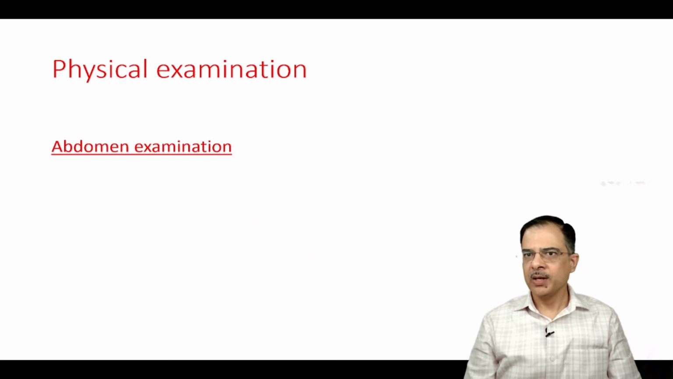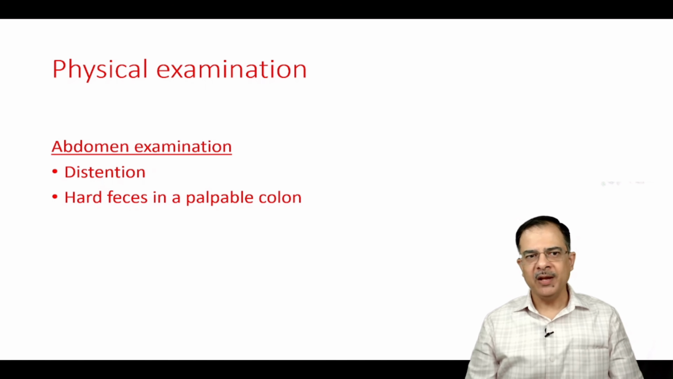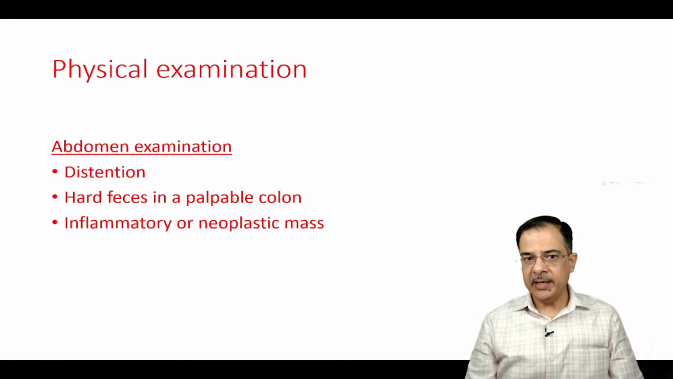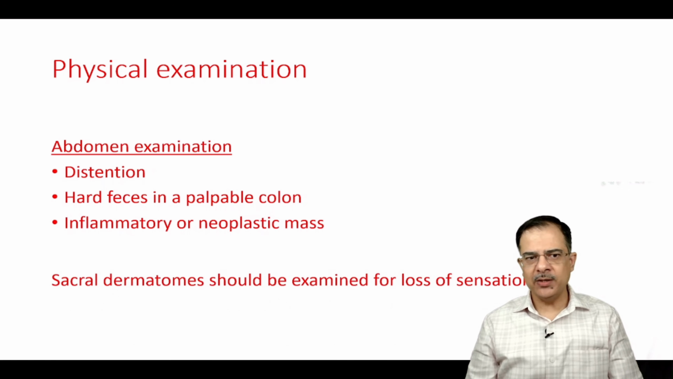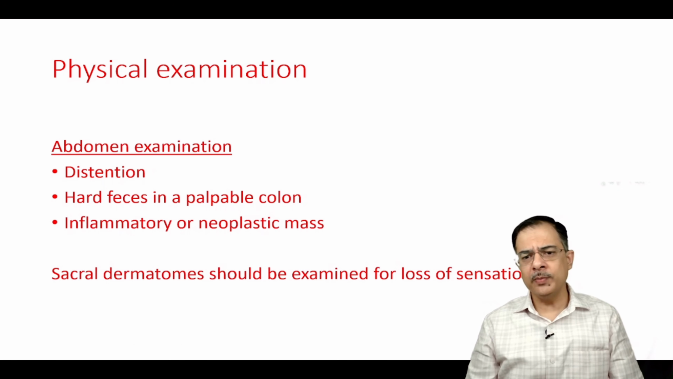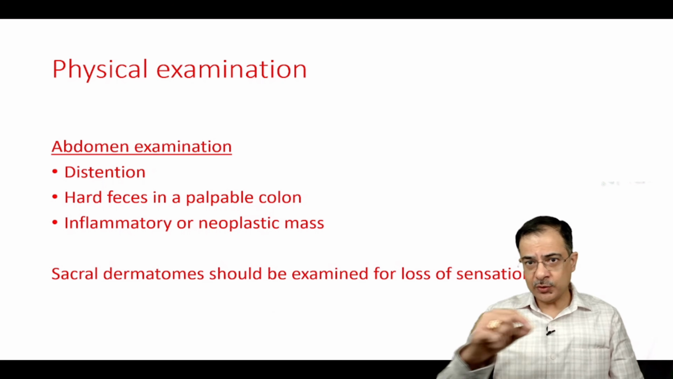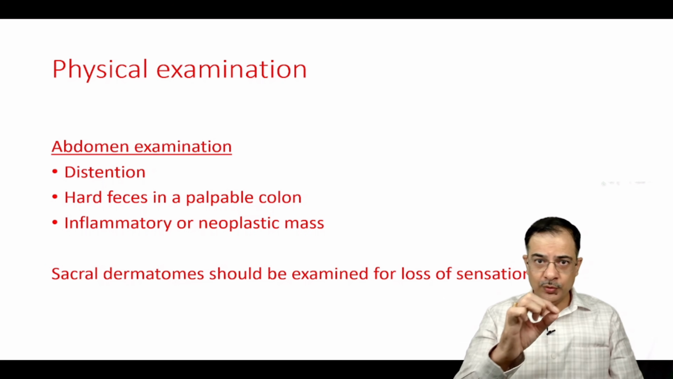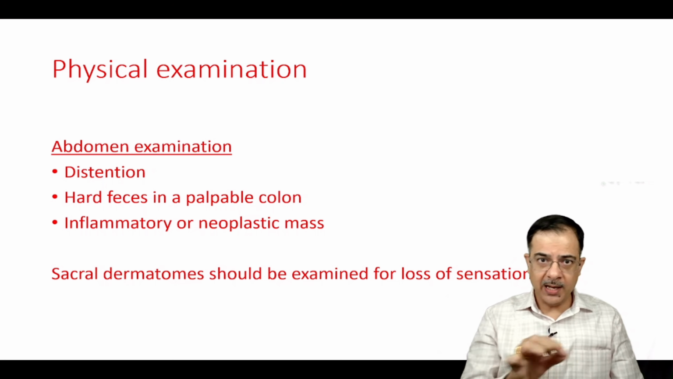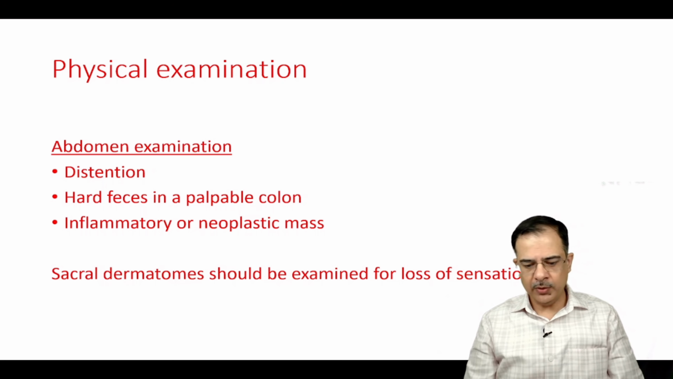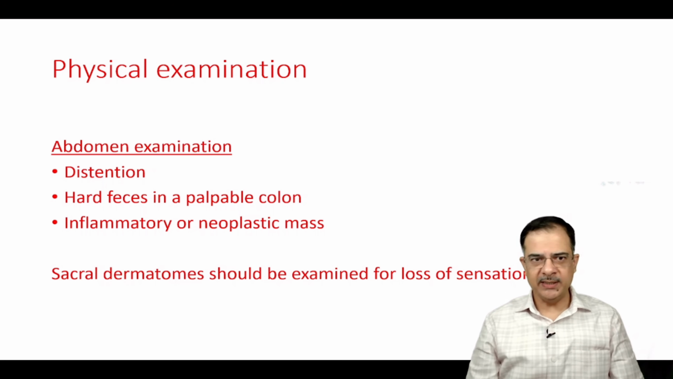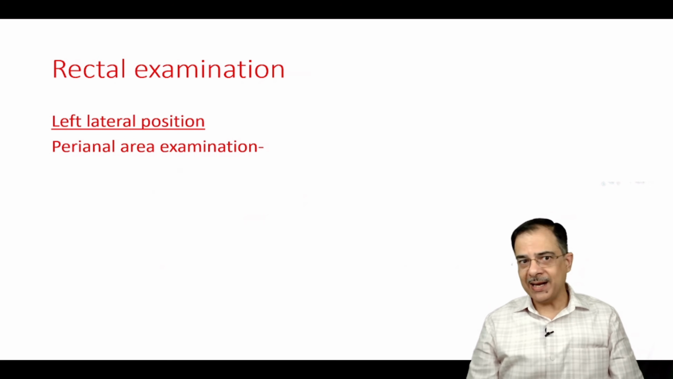Now, physical examination. Physical examination begins with the abdominal examination. Look for distension, whether peristaltic movements are slowed down or normal. Check whether any hard feces are palpable in the colon, and whether inflammatory or neoplastic masses are there or not. The sacral dermatome should be examined for loss of sensation. There is a cutaneous reflex known as the anal wink. Just stroke the area around the anus, and if the anus is not able to contract, it means there is a failure of the anal wink, so neuropathy or nerve damage is there. Most important is the rectal examination.